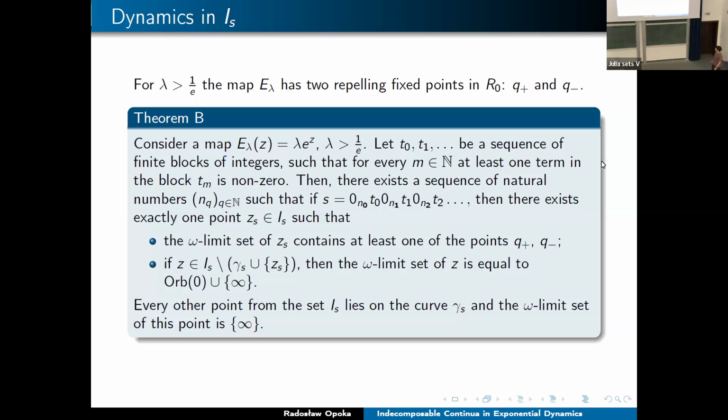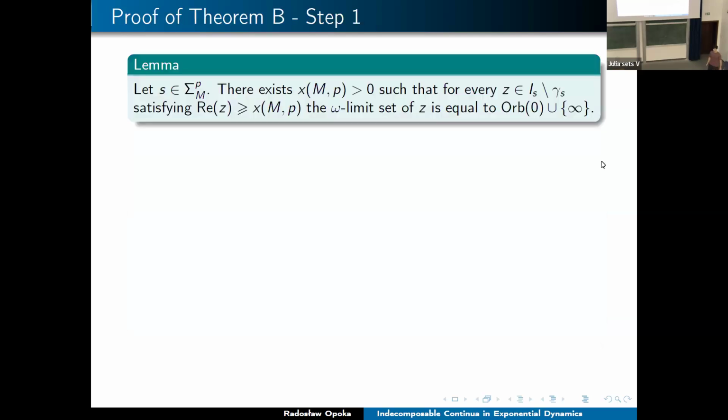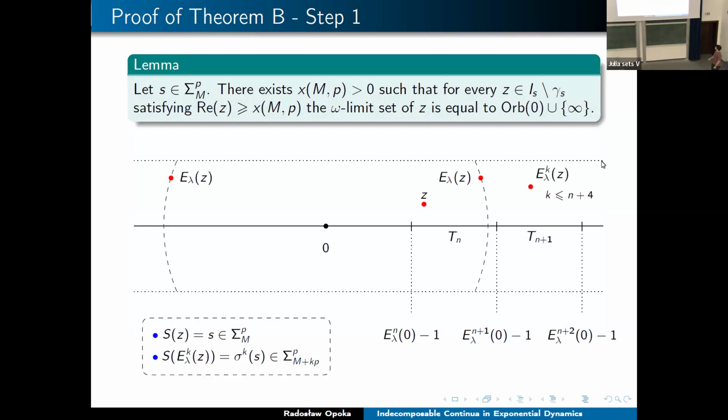Okay, so now I want to show the sketch of the proof, and the first lemma is as follows. We have an itinerary from sigma M,P for some fixed M, P, and there is a constant which depends on this M, P, such that if we are to the right of the line given by this real value, the omega limit set of all points with such an itinerary is the orbit of 0 with infinity. And the proof is in this picture.